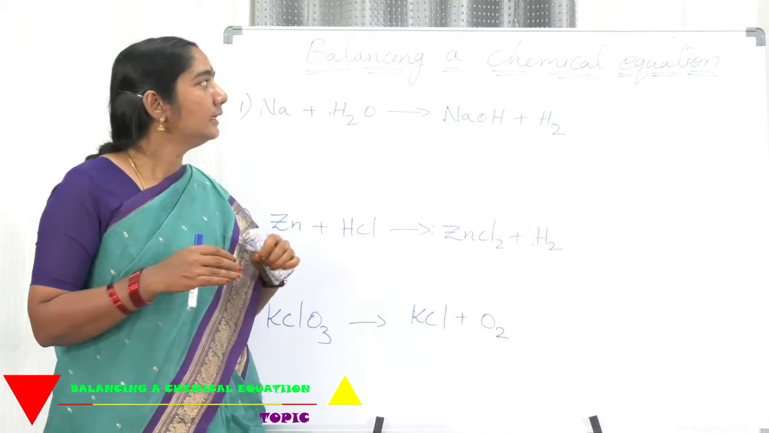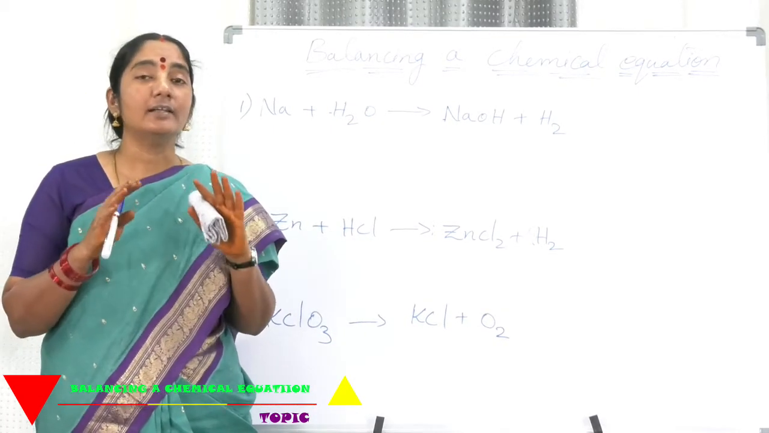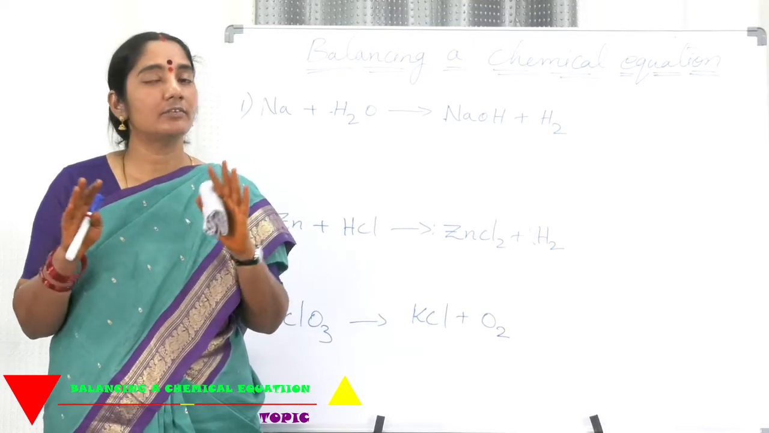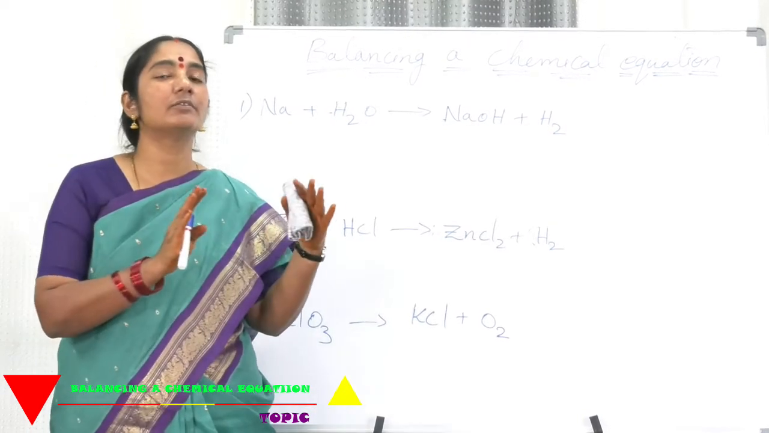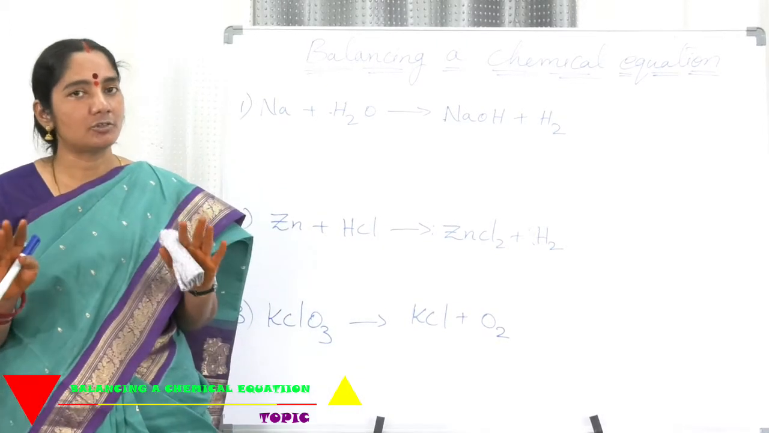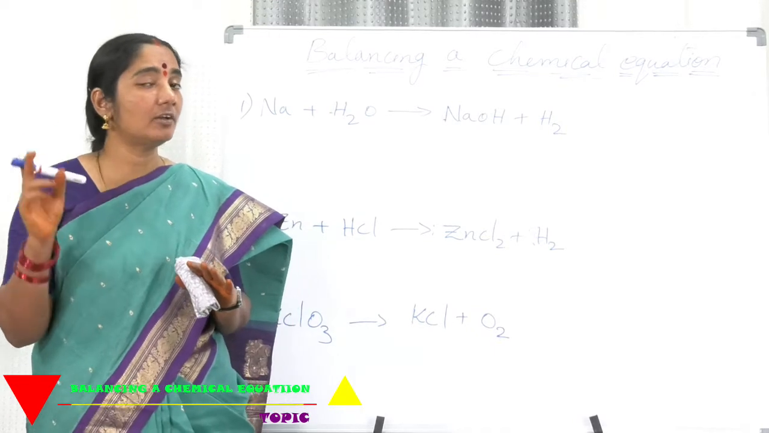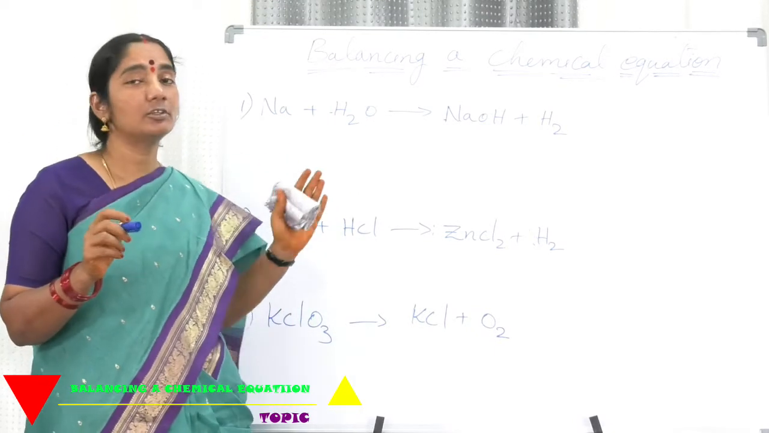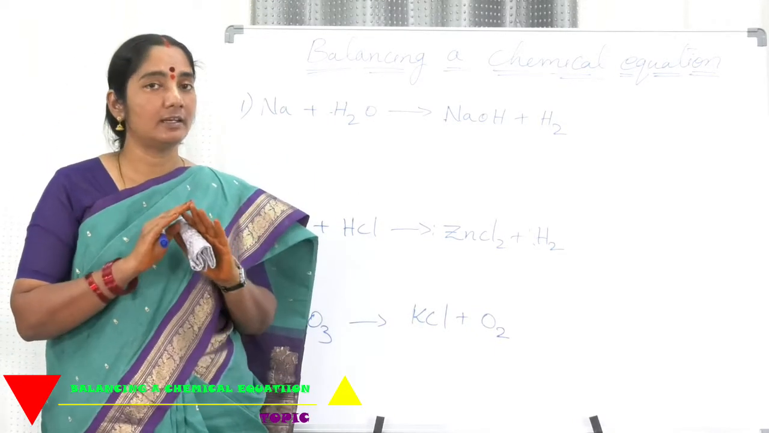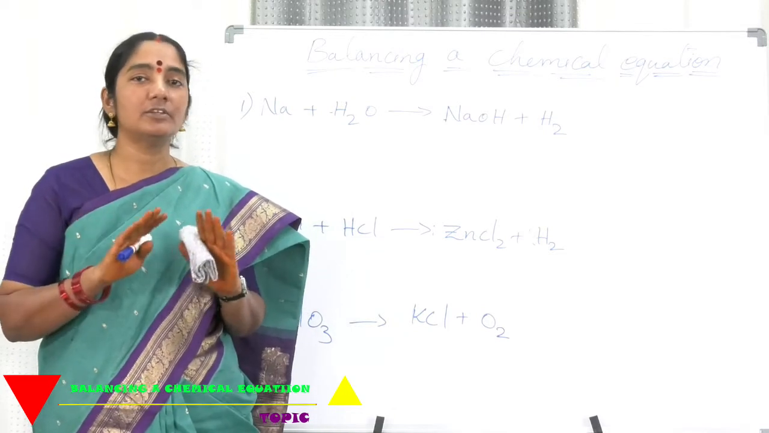And in chemistry, we say a very important thing: mass is conserved. Mass of the reactants is equal to the mass of the products. Mass can neither be created nor be destroyed, similar to energy. Energy can neither be created nor destroyed. Similarly, in any chemical reaction, mass can neither be created nor destroyed.